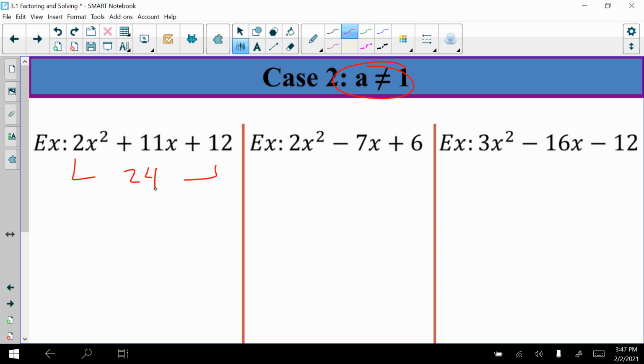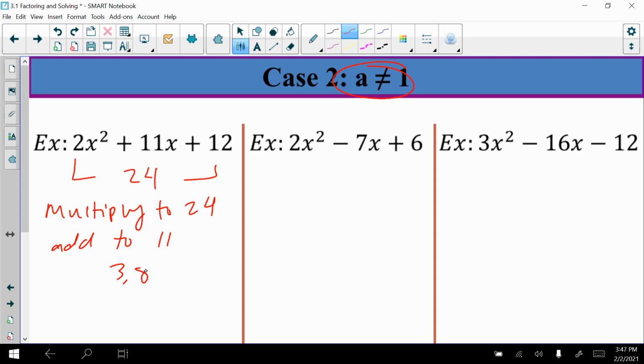I need two numbers that multiply to 24 and add to 11. Two numbers that multiply to 24 and add to 11. So I'm thinking of factors of 24. 1 and 24 aren't going to work. 2 and 12 is close, but that's not going to work. 3 and 8 works, right? 3 times 8 is 24, and 3 plus 8 is 11. So my two numbers are going to be 3 and 8.